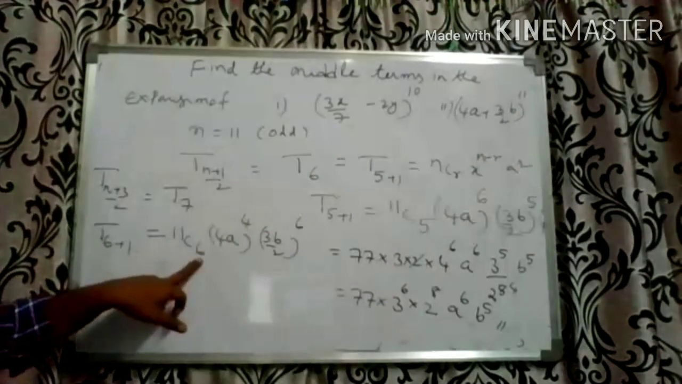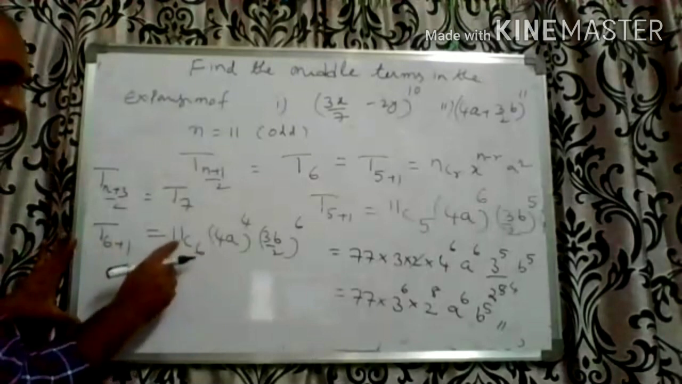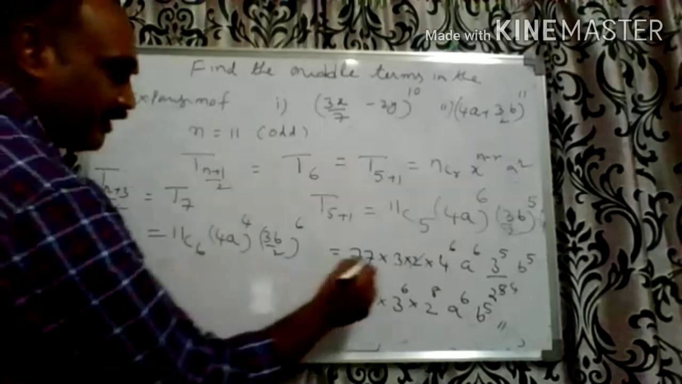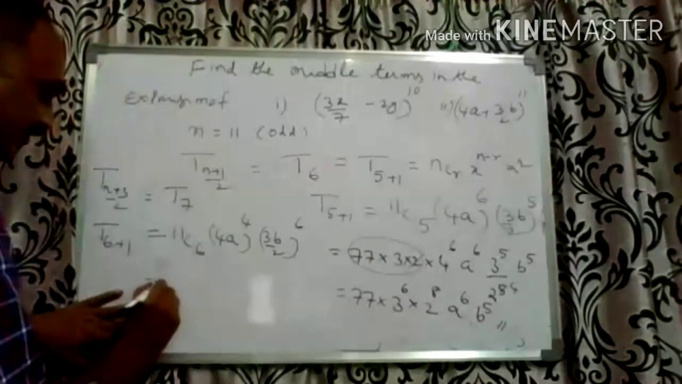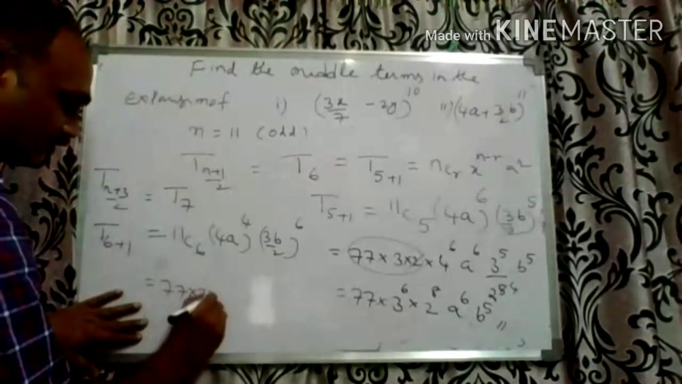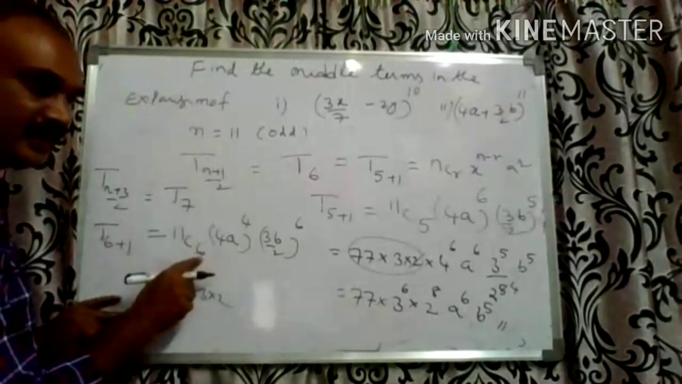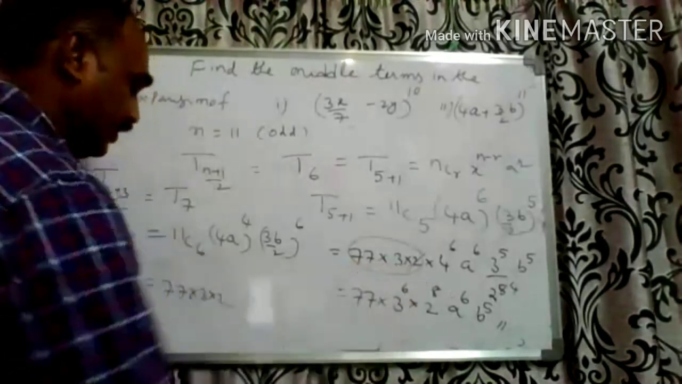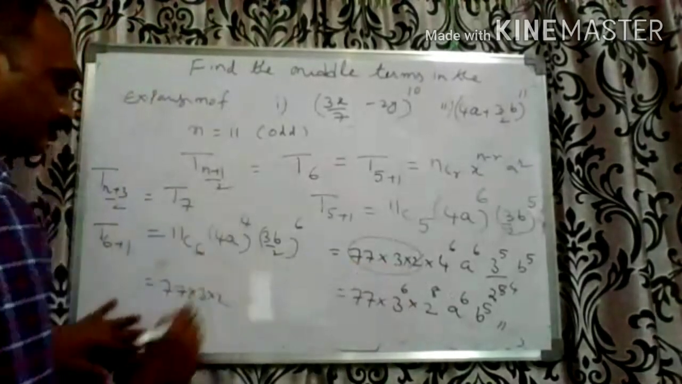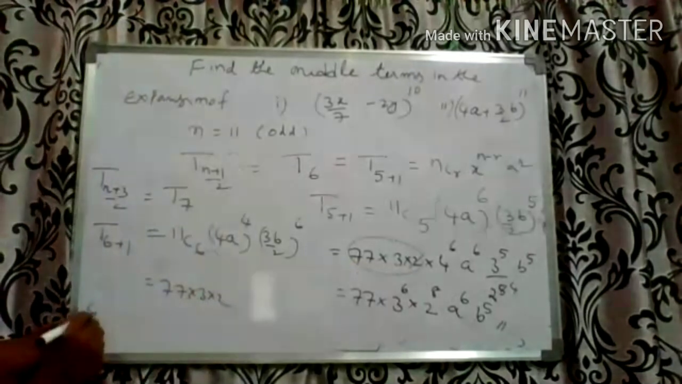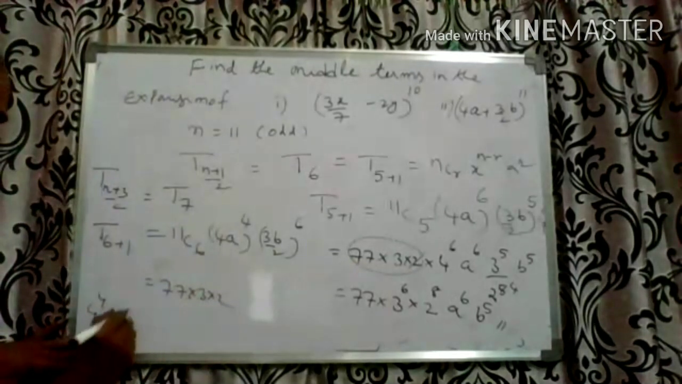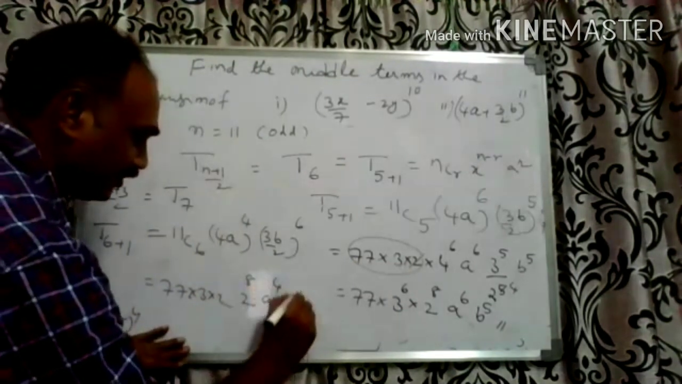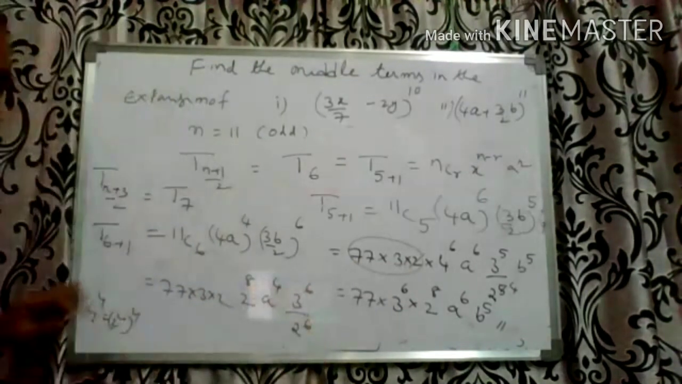11C6 is equal to 11C5, since nCr is equal to nC(n minus r). So 11C5 is equal to 77 into 3 into 2, into 4 power 4. 4 power 4, 4 is equal to 2 square, so 2 power 8. 2 power 8 into a power 4 into 3 power 6 by 2 power 6.